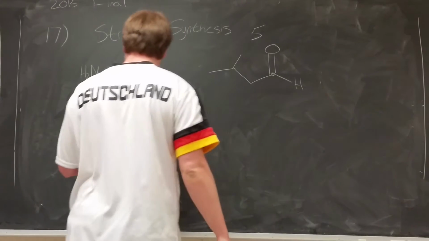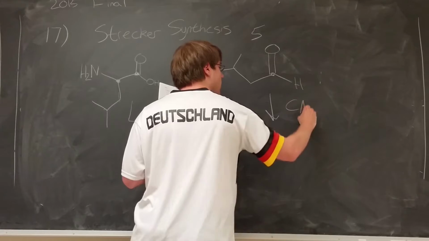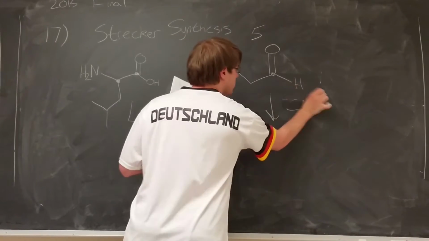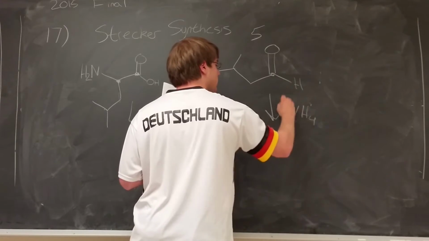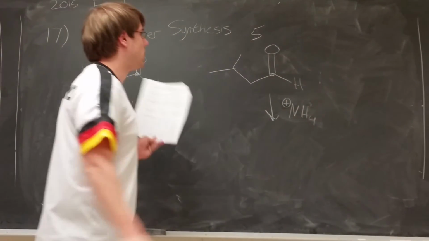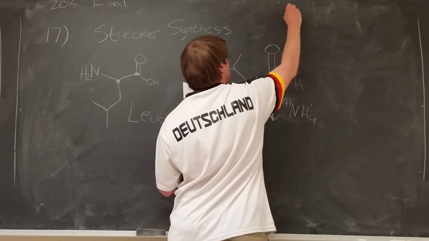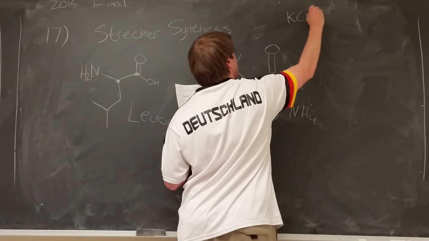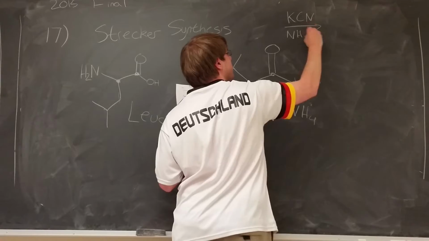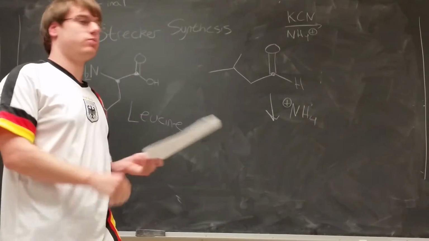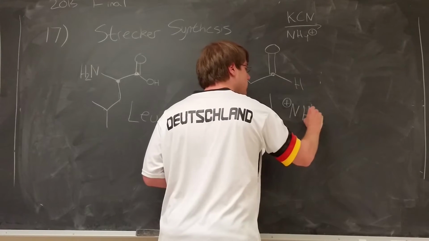Now let's look at the next step of the synthesis. What happens next is a CN minus will come in. Oh, sorry, skipping ahead. NH4 plus comes in, which is ammonia, an acid. Now I should probably write what usually goes over the arrow. Usually over the arrow for a Strecker synthesis, you will see KCN, so a source of CN minus, and then NH4 positive. There's some weird stuff you don't usually see on the arrow, so you know it's this reaction whenever you're dealing with it.